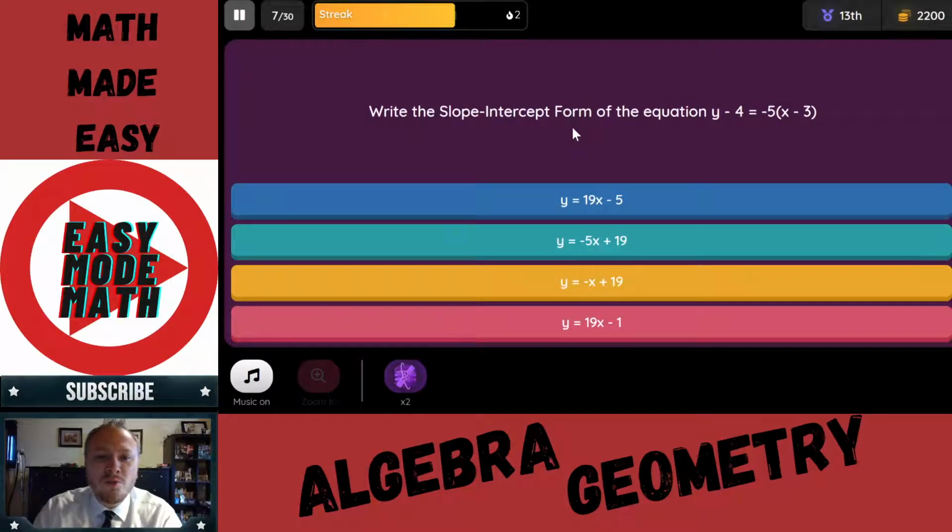Write the slope-intercept form of the equation y minus 4 equals -5 times (x minus 3), excuse me. Will it be y equals 19x minus 5, y equals -5x plus 19, y equals -x plus 19, or y equals 19x minus 1? Which one will it be?